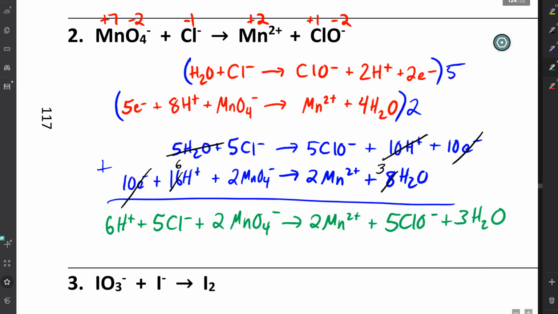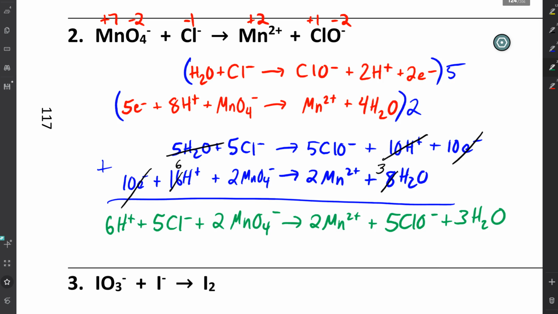My goodness, that is a lot of work. Before you celebrate that you're finished, double check for mass and for charge. 6 hydrogens, 3 times 2, 6 hydrogens, 5 chlorines over here, that's fine. I've got 2 manganese, I've got 2 times 4 or 8 oxygen on the reactant side. 5 plus 3 times 1 is 3, 5 plus 3 is also 8. We're balanced for mass. Not done yet.